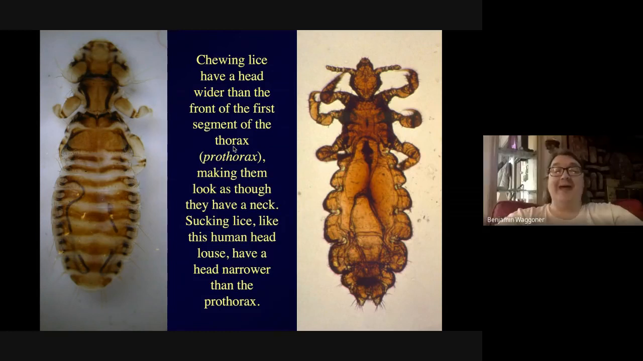You can see it has a narrow head. Chewing lice, on the other hand, like the one on the left, the head is wider than the front of the first segment of the thorax, which gives them this kind of necked appearance. That wide head you can clearly see over there on the left. You can also tell them apart, of course, by the mouth parts. Chewing lice have jaws. Sucking lice have sucking mouth parts. Sucking lice really suck. Yes, I said that.